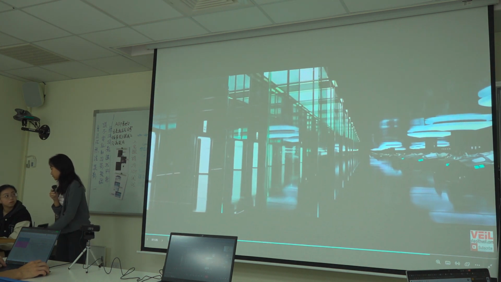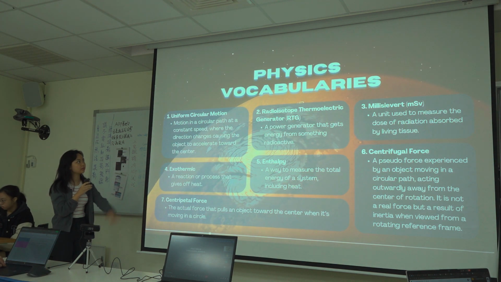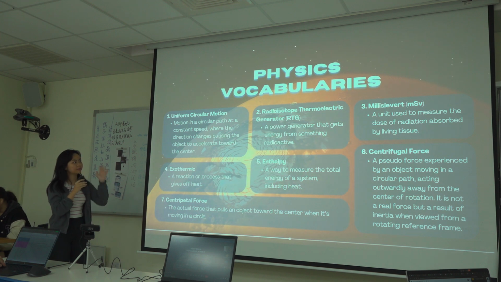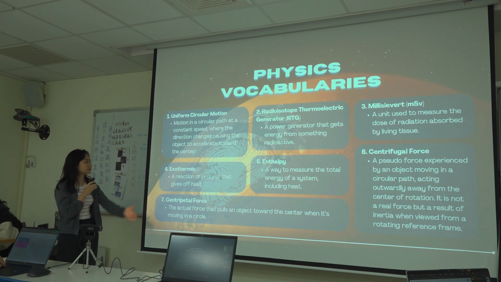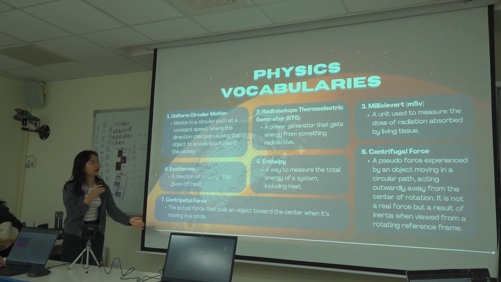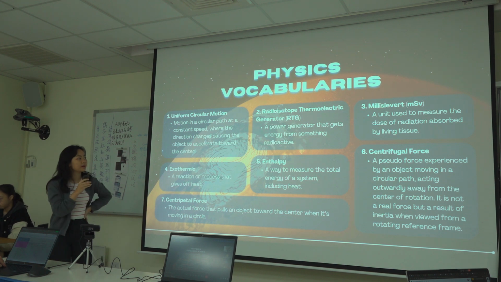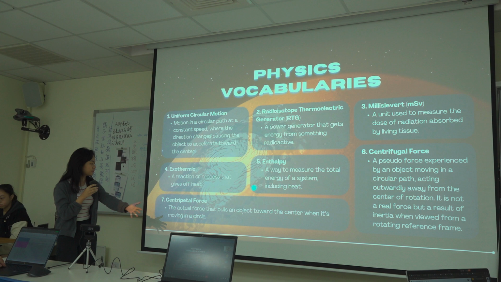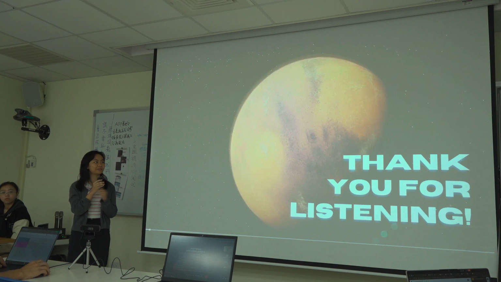And okay, vocab. We actually have some physics vocabulary. I'm not going to explain all. Some of them are already explained indirectly by my teammates, like uniform circular motion, exothermic, enthalpy, radioisotope thermoelectric generator. And maybe it's not mentioned, but my teammate Angel used the term millisievert. mSv is a unit to measure the dose of radiation absorbed by living tissue. And also centrifugal force and centripetal force. That's it from our presentation. Thank you for listening, and we will now play the Kahoot.